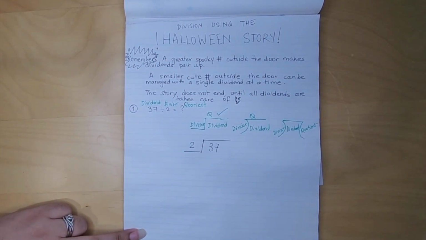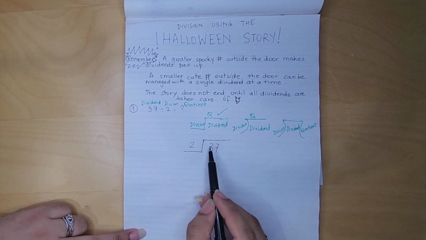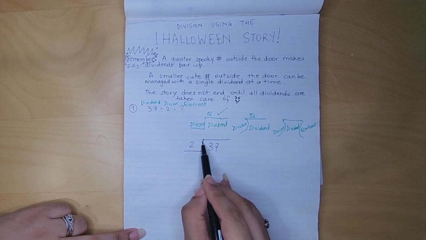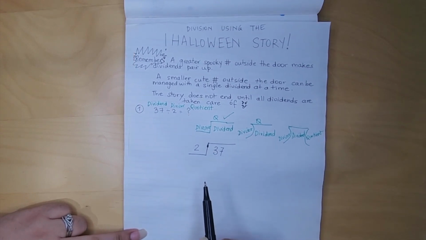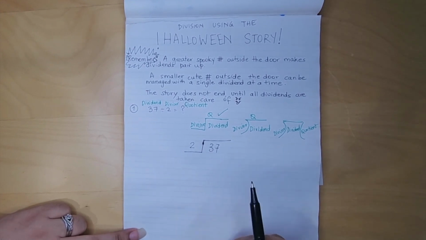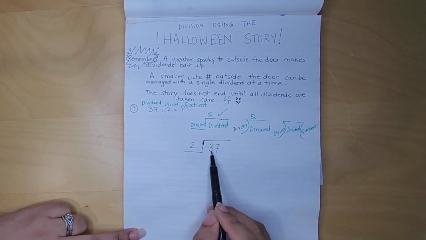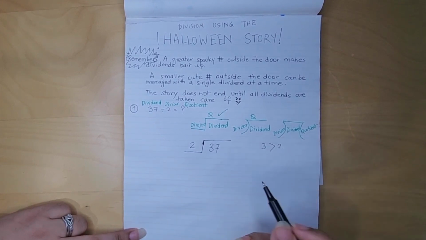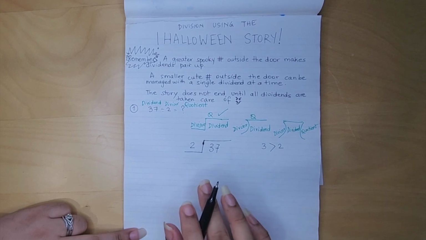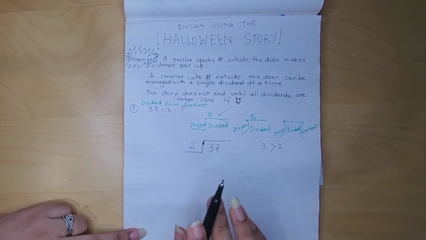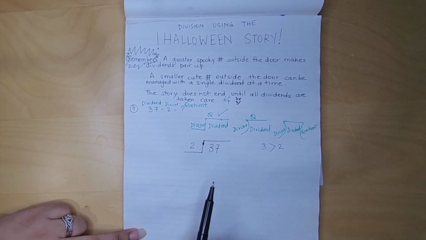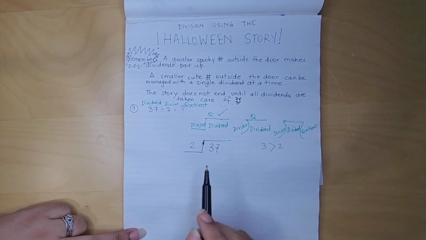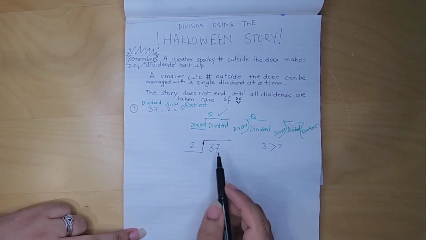So 2 walks up the stairs and knocks at the door of the division house. Trick or treat. So 3 decides to get up and look through the peephole on the door and sees that it's 2. Now it thinks 2 is a small cute number because 3 is greater than 2. Correct? 3 is greater than 2. So 3 is not scared of 2 at all. So 3 says, I will work with this. I will do the division here by myself. So 3 opens the door and the division happens.